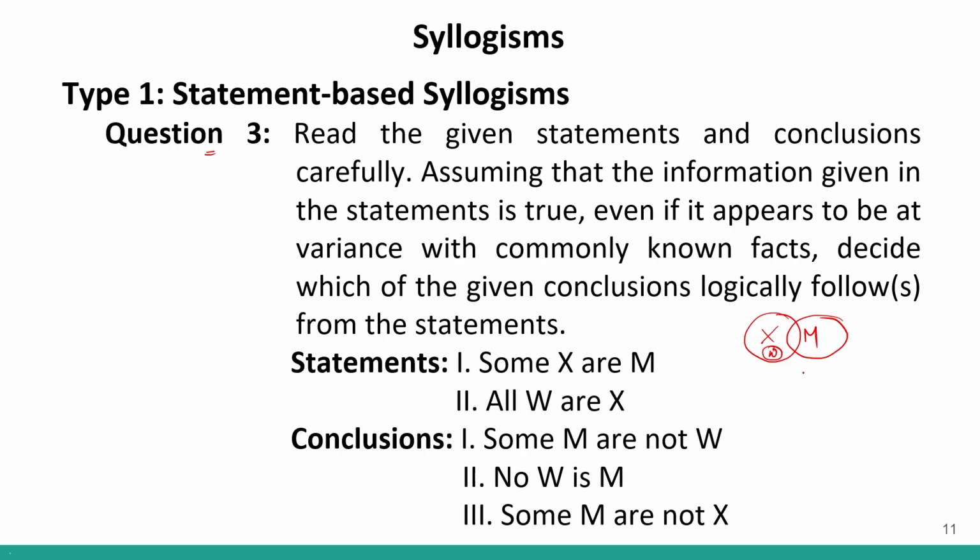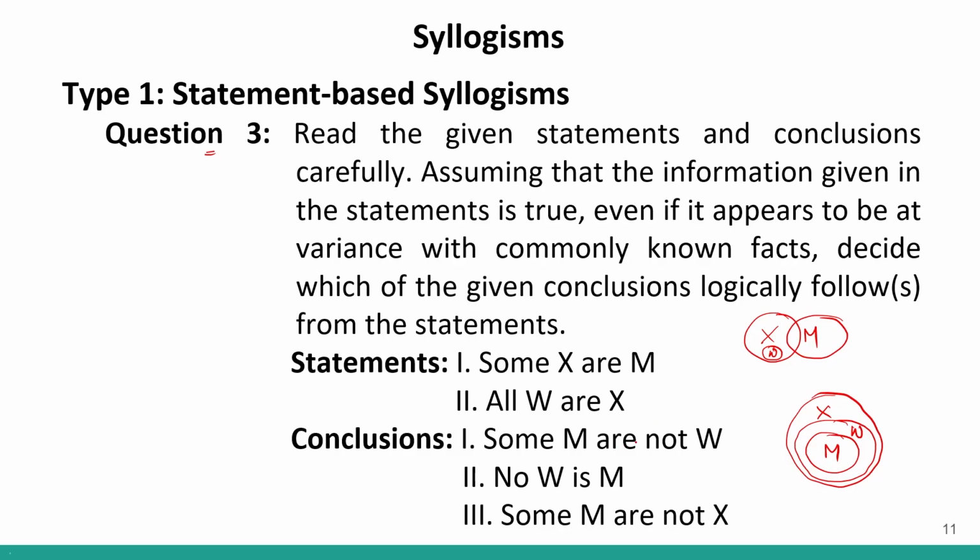But let us draw another Venn diagram. It says some X are M. So if let's say this is the X, some X are M can be represented like this because there is a complete set of X and only some of the X are M. So it can be represented like this also. And all W are X. So the relationship between W and M is not given. So W can be represented like this also because all W are X.